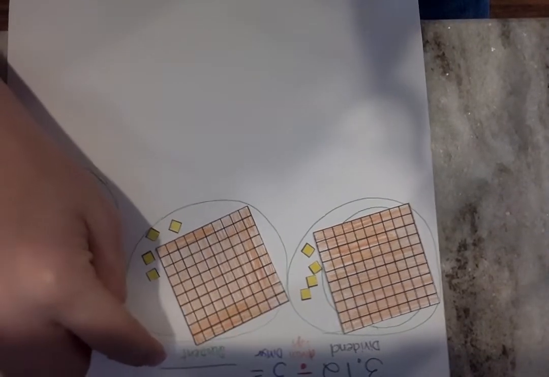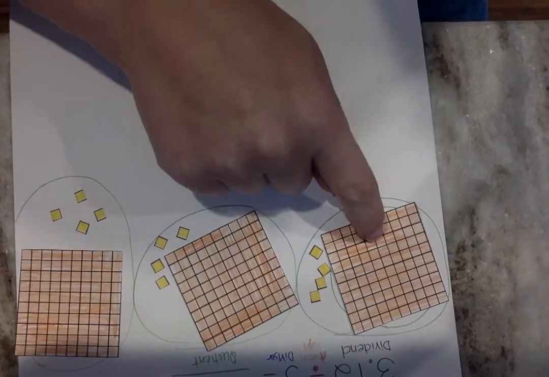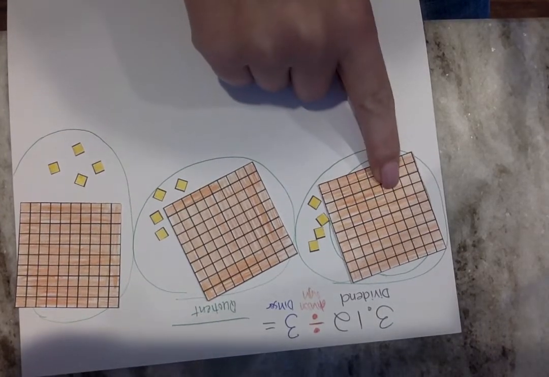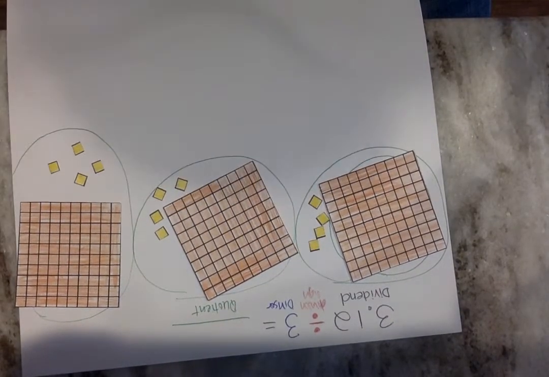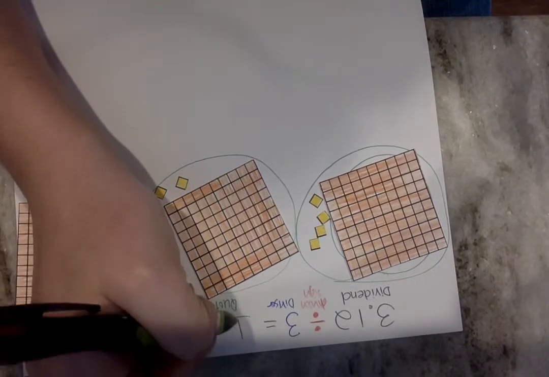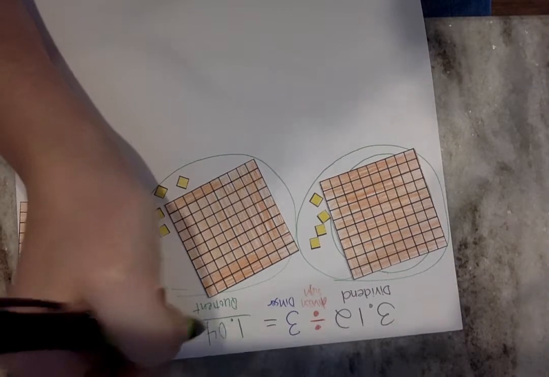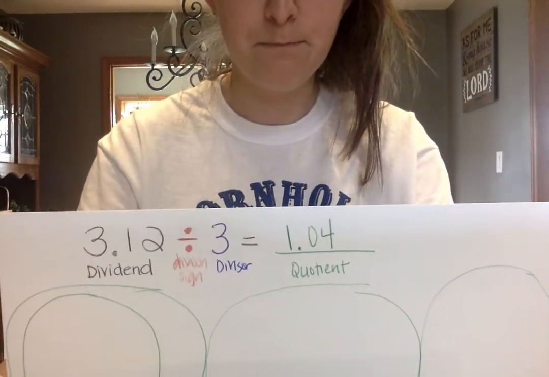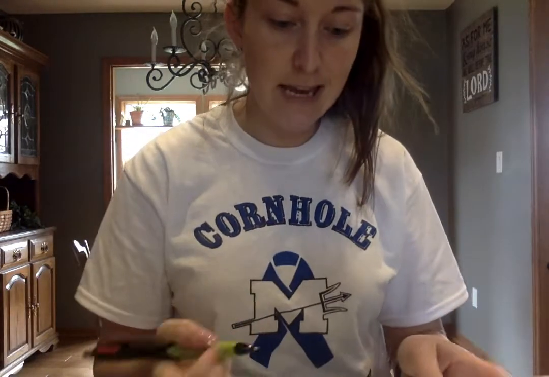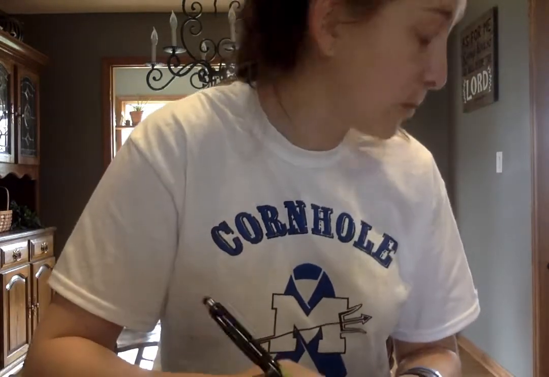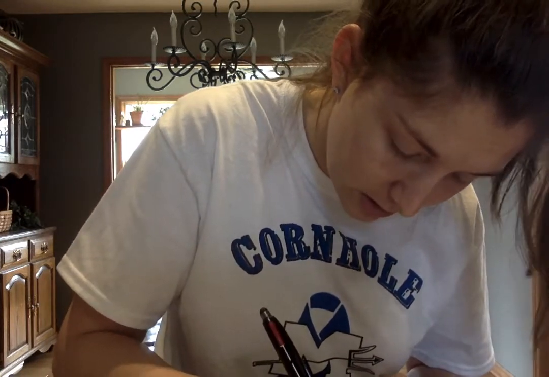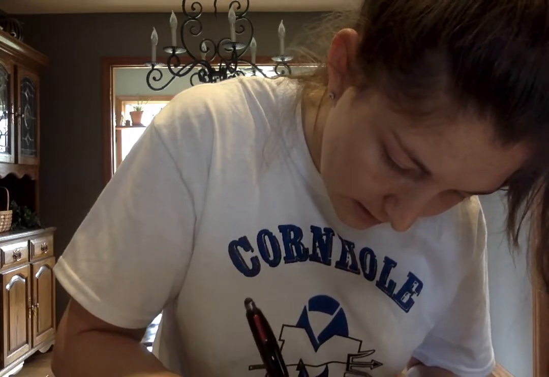Now my quotient, my answer, I will find in how much I have in one group. So right here, I'm able to tell that I have 1 whole and 1, 2, 3, 4 hundredths. So my quotient here is going to be 1 whole and 4 hundredths, or 1 and 4 hundredths, and it's going to look like that. So now I can show you how to take this and set it up in the box way, which is what we've practiced before. And it's going to look something like this.